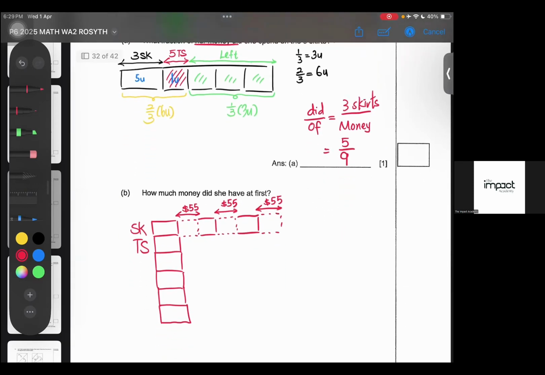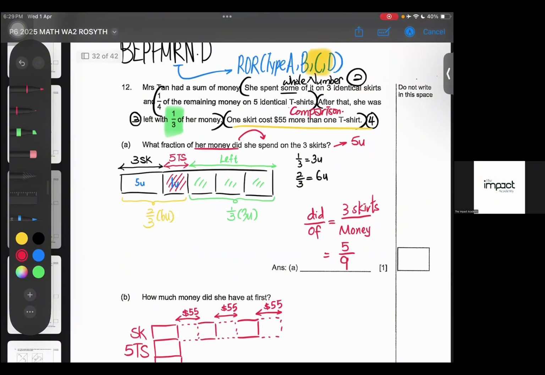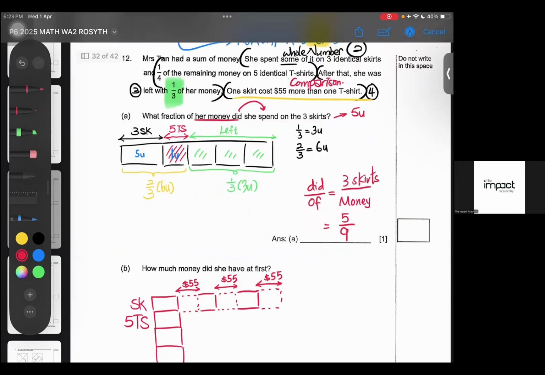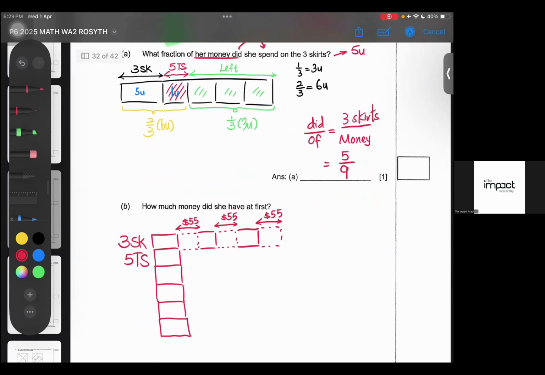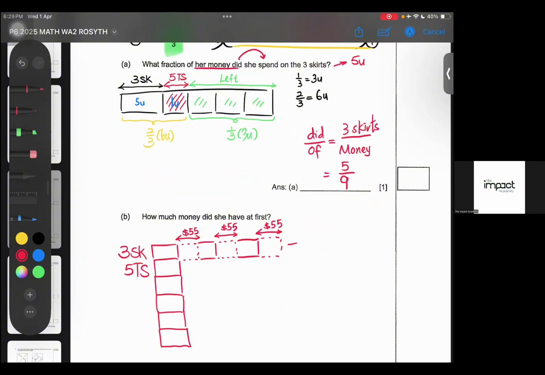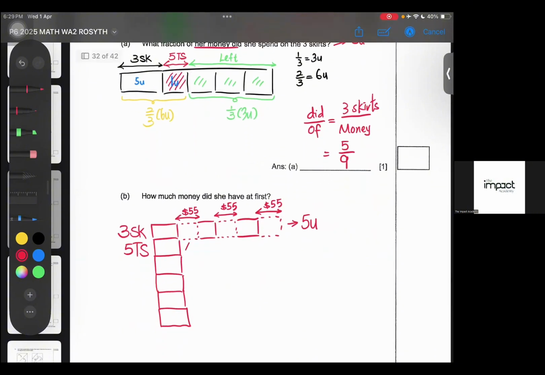Right? Why? Because in this situation, I have how many t-shirts? 5 t-shirts, right? Correct or not? I have 5 t-shirts right now. True. I have 3 skirts, right? Correct or not? I already know this is how many units? 5 units, right? True or not? I know the T-shirts are 5 units.